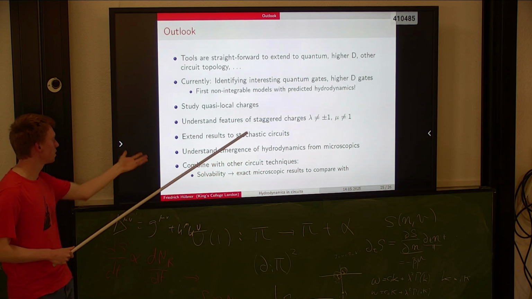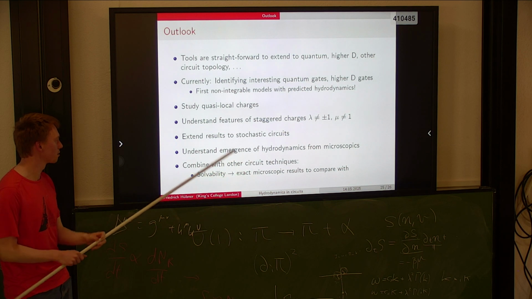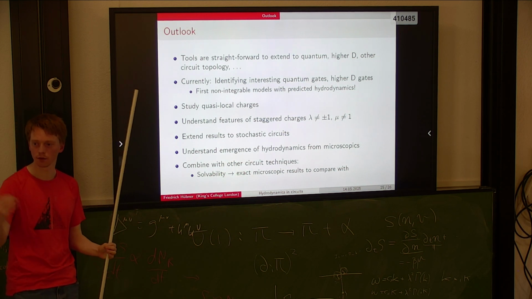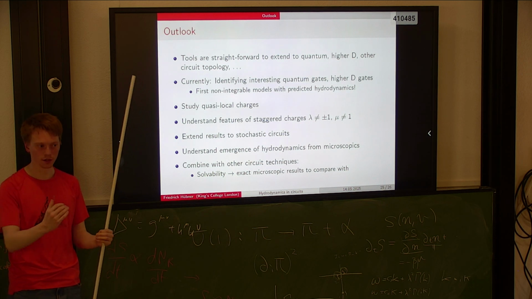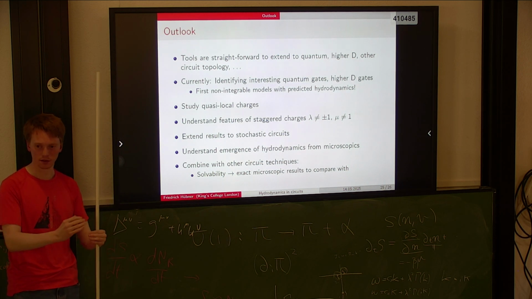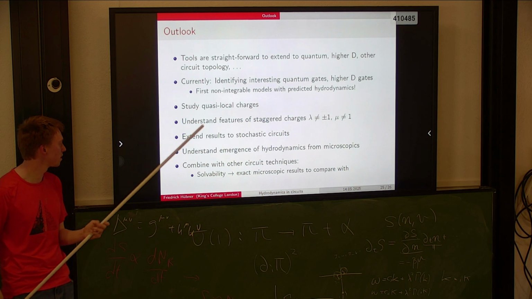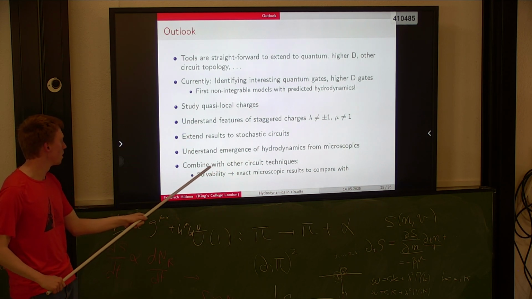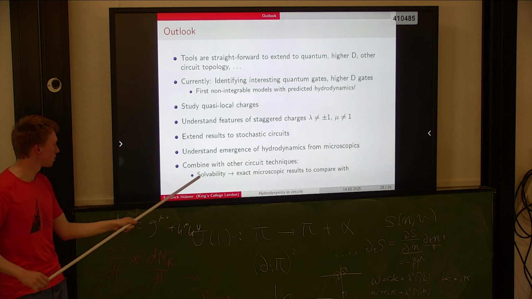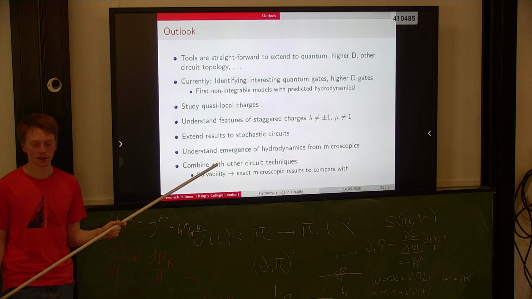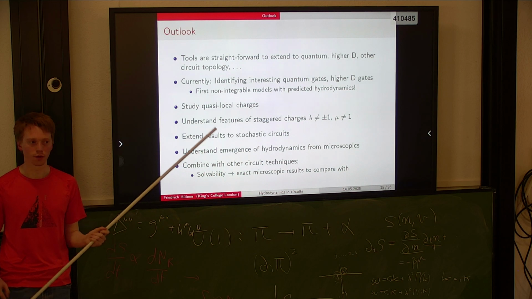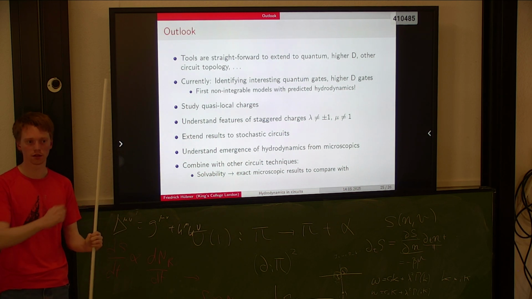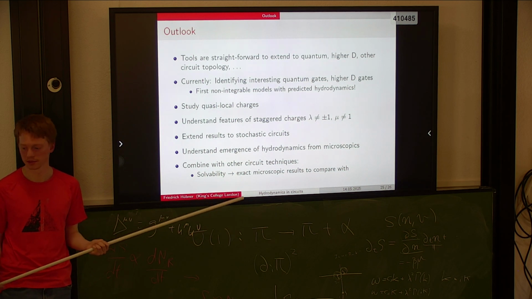And then, in general, for now we are able to predict the hydrodynamic equations, but we cannot check them from the microscopics. So it would be interesting to see whether in these circuits you can actually understand where it's coming from microscopically. One thing we're also working on is trying to combine this with other circuit techniques, for instance, solvability. Solvability might allow us to obtain exact microscopic predictions that you can compare to the hydrodynamics.